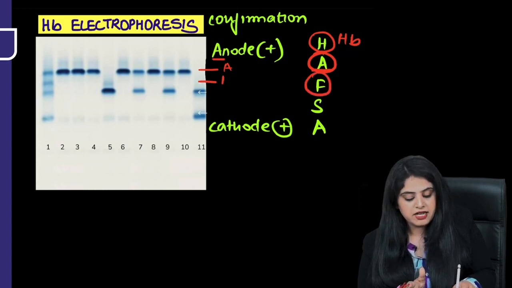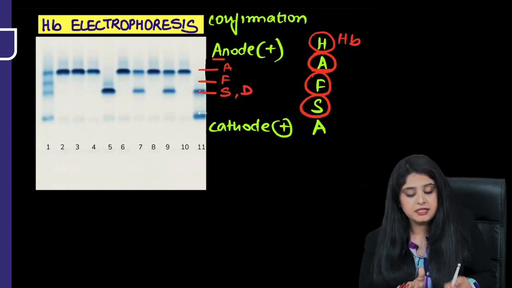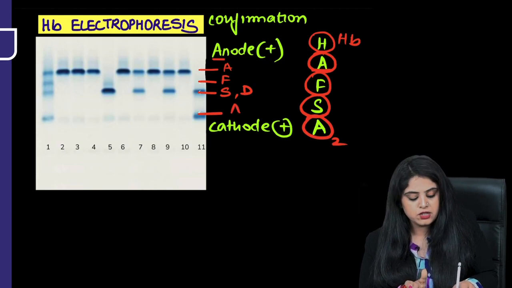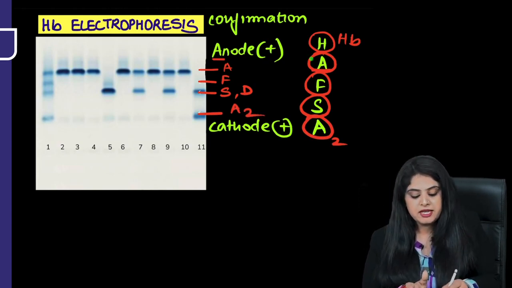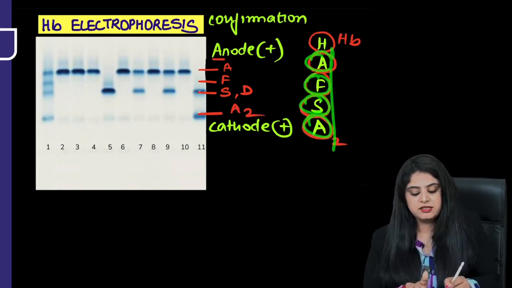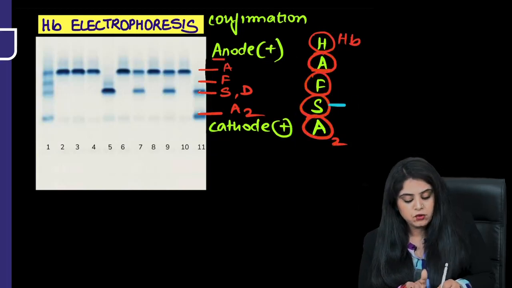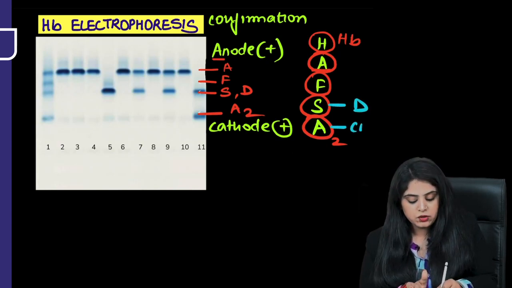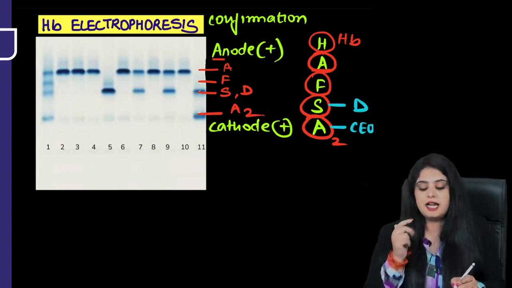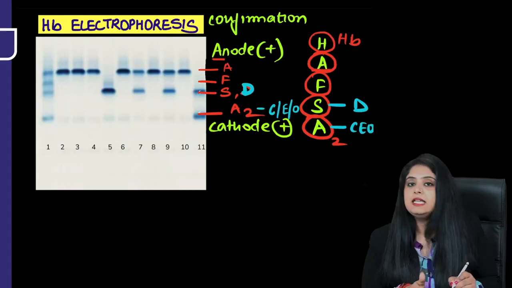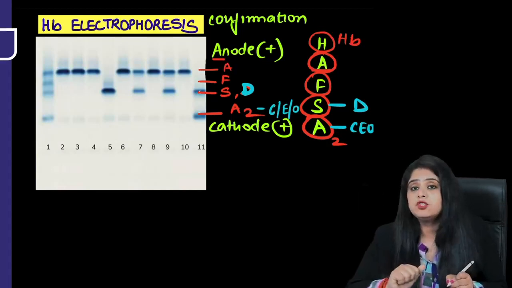After that, the next one we have is hemoglobin F. After that, the next one we have is S, and D also tends to overlap with S. And then finally we have another A, so that must be A2. The second A is A2. So remember, A, F, S, A2. These are the hemoglobins from anode to cathode, but overlaps are there. S is going to overlap with D, and A2 is going to overlap with hemoglobin C, hemoglobin E and hemoglobin O.